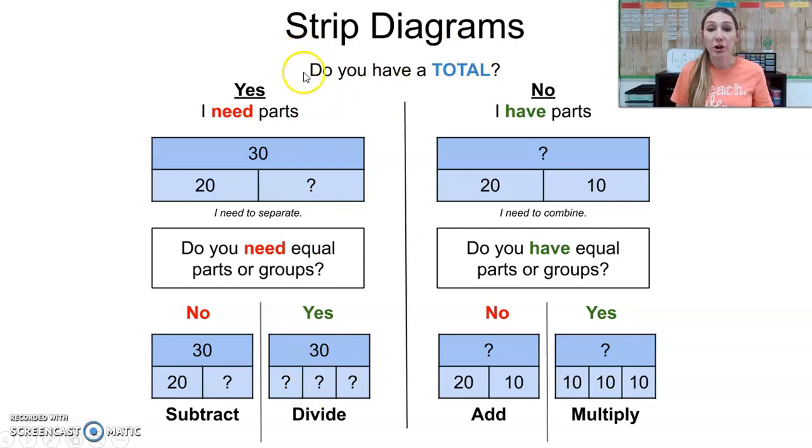Now, if we don't have a total, that means that we have parts, and we need to determine, do we need equal parts or groups? If we don't need equal parts or groups, we're going to be adding. If we do have equal parts or groups, that means we're going to be multiplying.